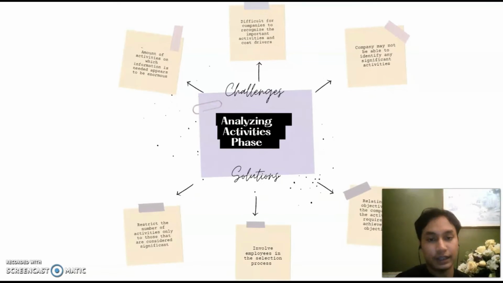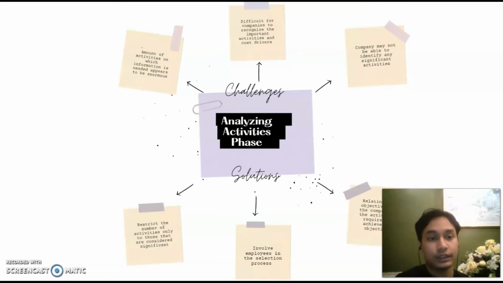The next phase is the analyzing of activities phase. The challenge in this is that the amount of activities on which information is needed appears to be enormous. To combat this, we can restrict the number of activities only to those that are considered significant. The second challenge is that it is difficult for companies to recognize the important activities and cost drivers. To identify the cost drivers and the activities more easily, we can involve the employees who are involved in the process on a day-to-day basis in the selection process.